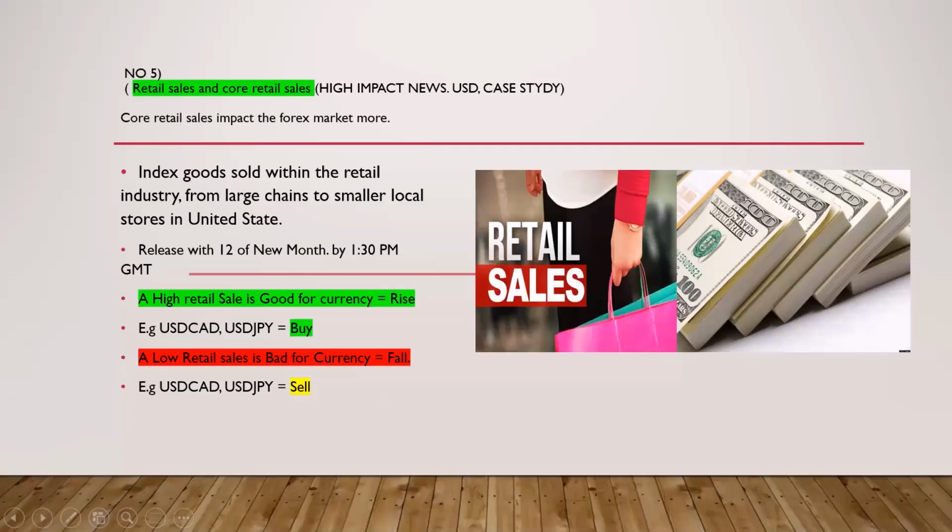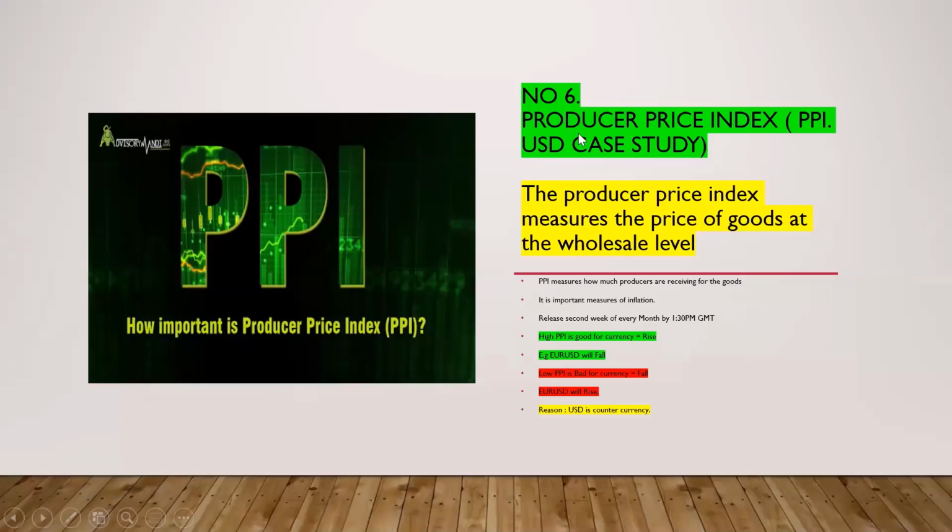Let's check further. The sixth major indicator is also the producer price index, called PPI. Then how important is PPI? This is the producer price index. And what is PPI? People need to know this. It measures the price of goods at the wholesale level.